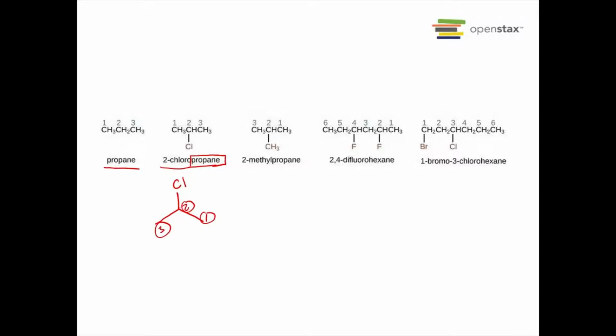And then we have 2-methylpropane. Also notice we say 2 to represent the carbon, and we put a little dash there. So it's 2, dash, and then whatever your branch is. So 2-methylpropane, okay, that means the center carbon is going to have a methyl group.